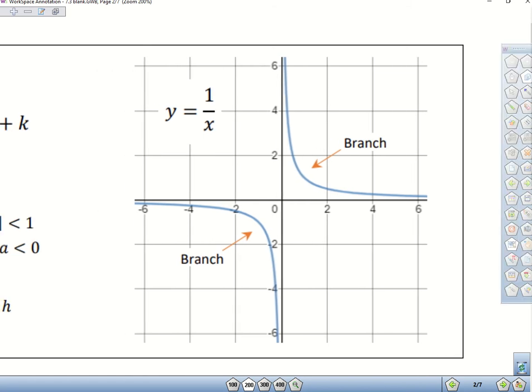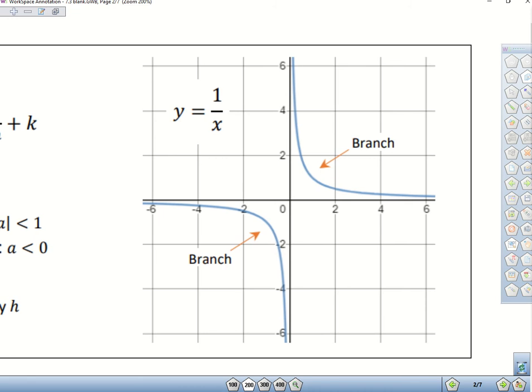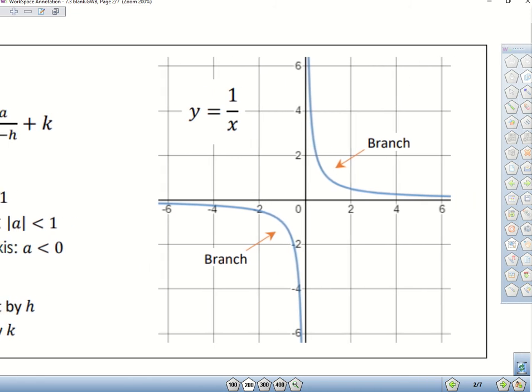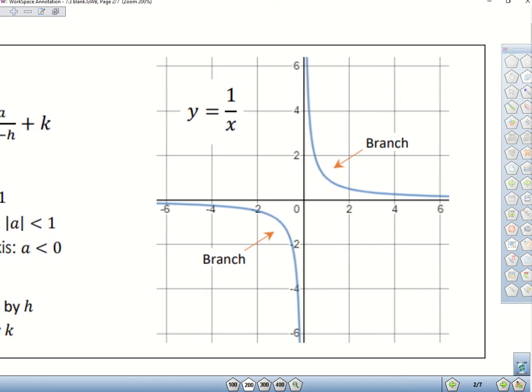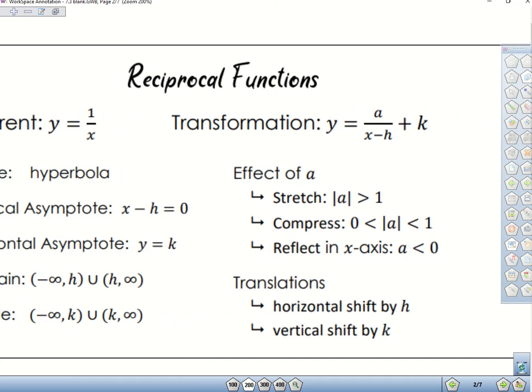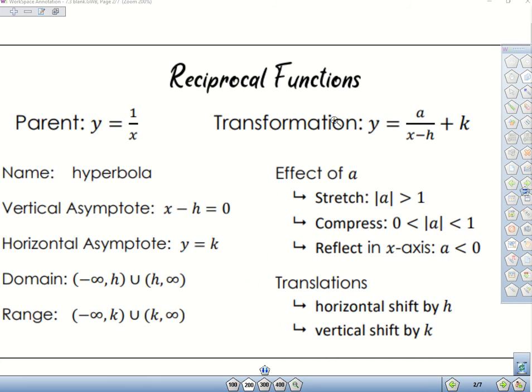You're on the right track. It's the reciprocal of a linear function, y equals x, okay? And this is what it looks like. And the reason it has this interesting look to it is because of its asymptotes. It has both a vertical and a horizontal asymptote. So this is its transformation rule. All right, this is what's really important.